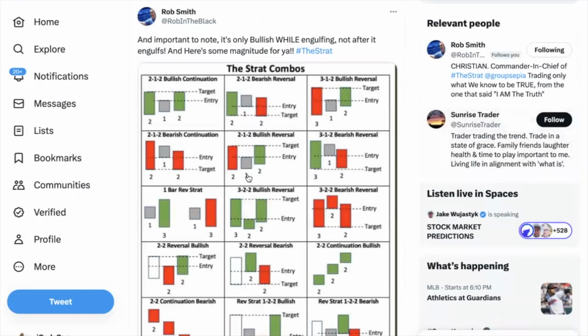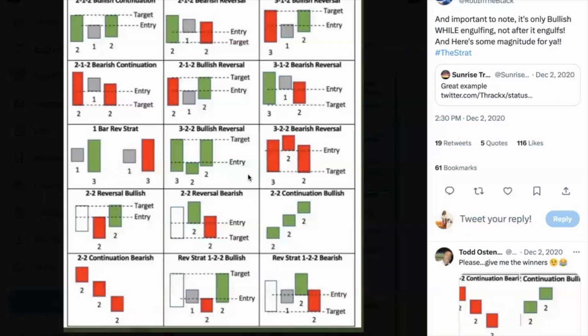If you just take this particular cheat sheet, download it to your phone, make it your screensaver, make it your wallpaper on your computer, print it off, it'll make your life a whole lot easier. And before you know it, you'll be able to see these Strat combinations in your sleep. Okay, and that's number 1.